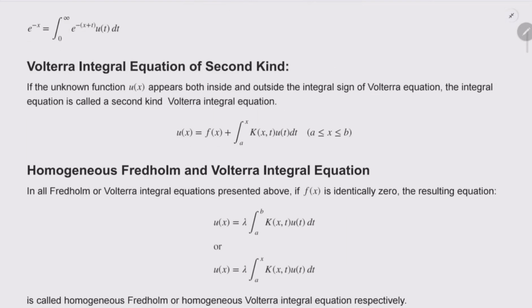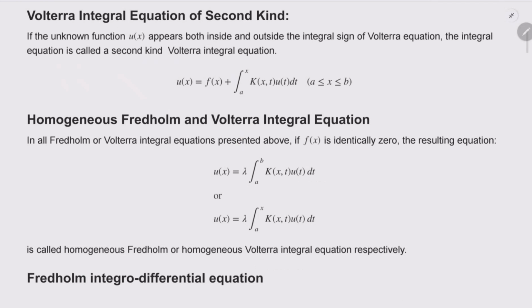Now we move further and talk about Volterra integral equation of second kind. Second means there will be two solutions. There will be one solution, but it appears twice. This one is u, this one is u, so there are two u. And why is this Volterra? Since the limit is variable. So this is Volterra integral equation of second kind.